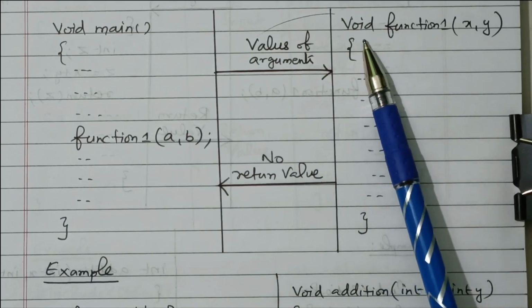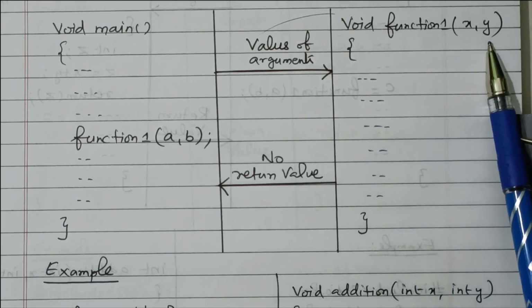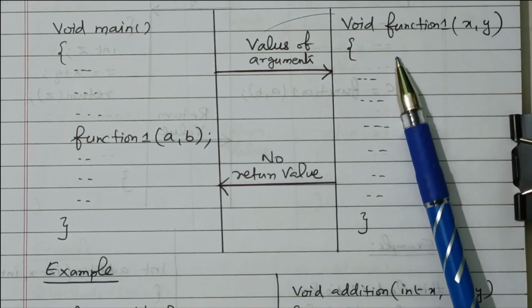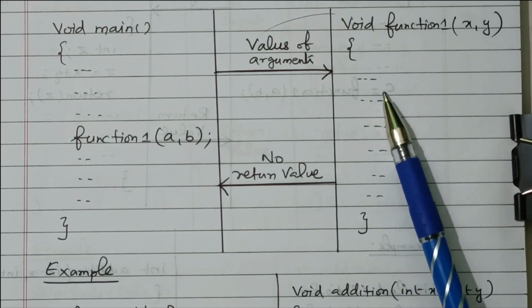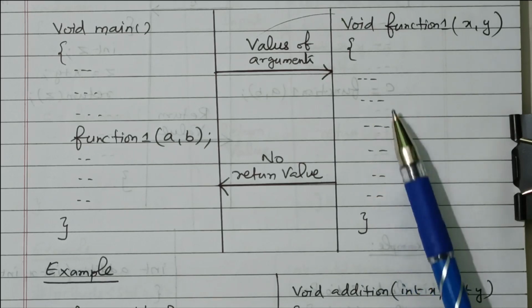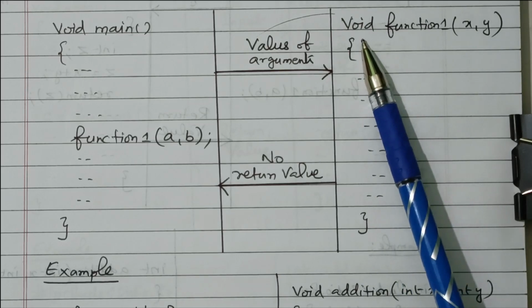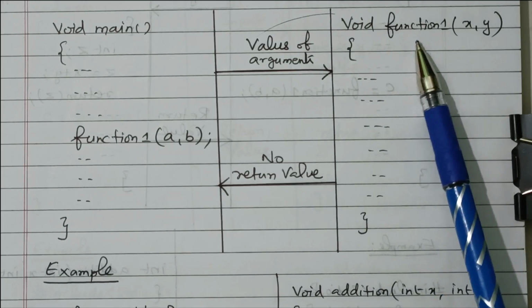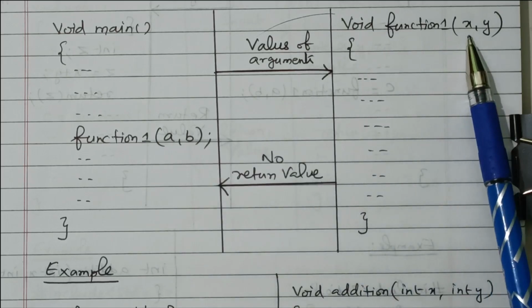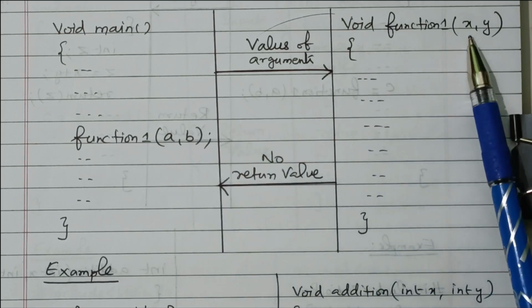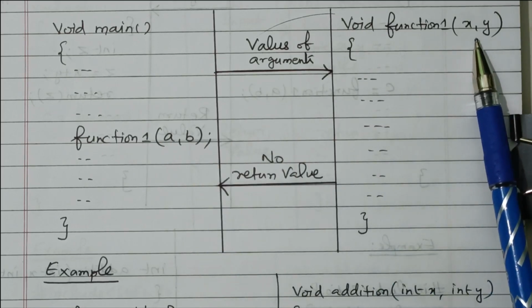See here it is given: void function1(x, y). So this is a function definition. We are defining the function. What are the things we need to have available? What are the statements, what are the instructions needed? The void indicates the function will not return any value. This is the function name, function 1, what we called. And x and y are two parameters. Here we passed two parameters, so here also two parameters are available.